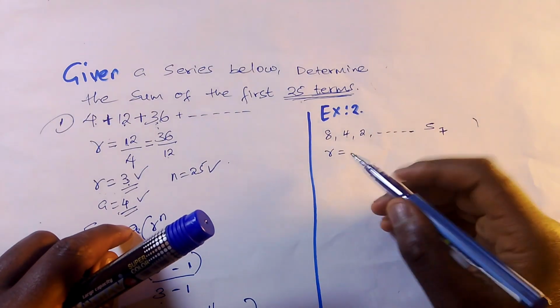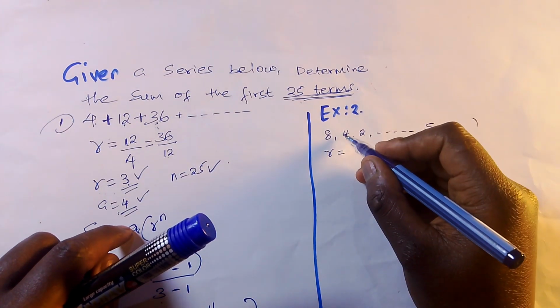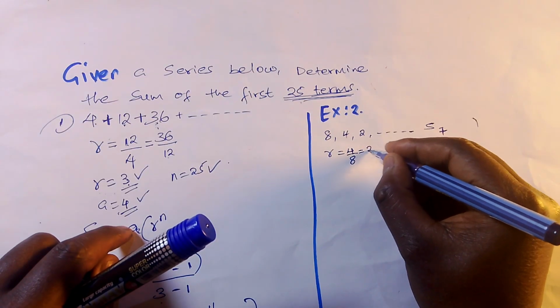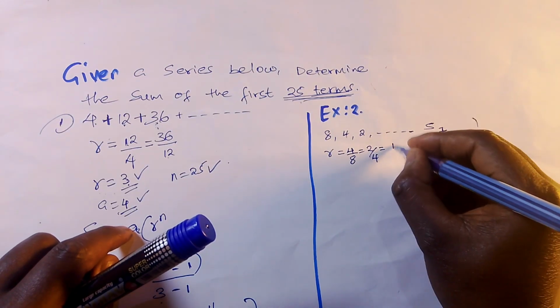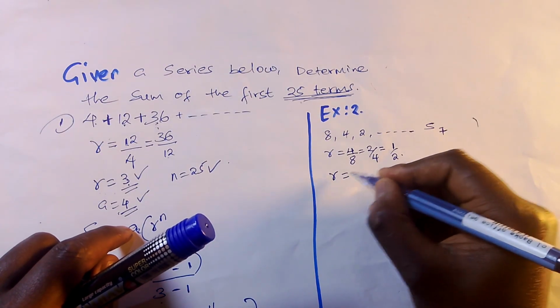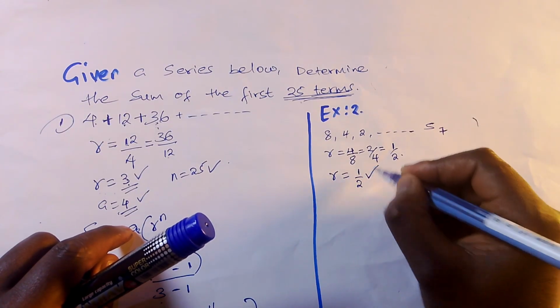We will determine the common ratio, which will be 4/8, which is also equal to 2/4. And when you do that, we will get our common ratio is 1/2. So in this case, our common ratio will be equivalent to 1/2.